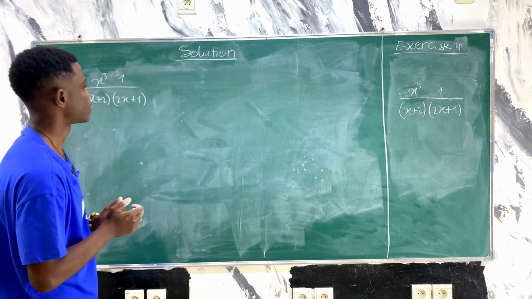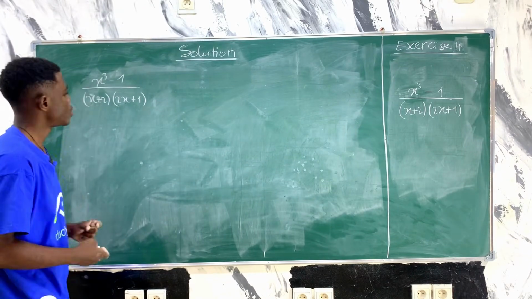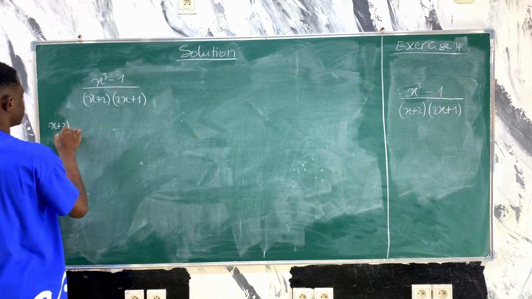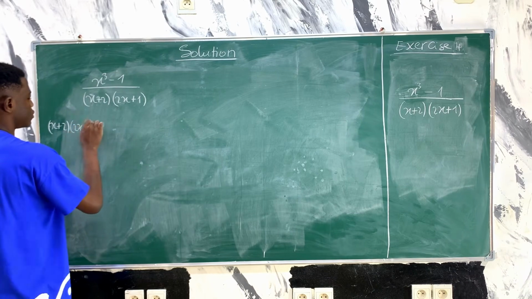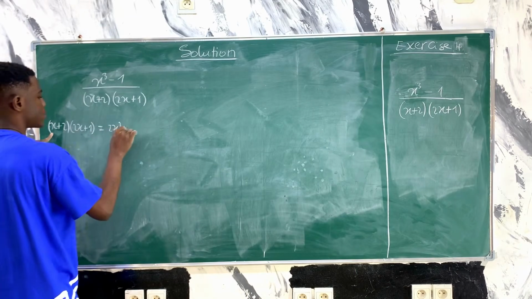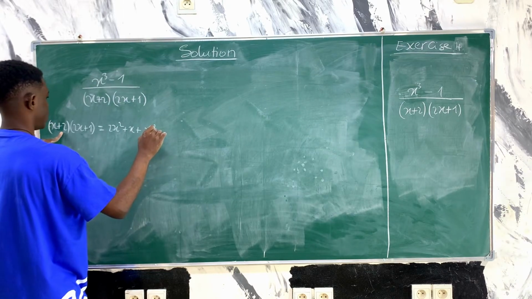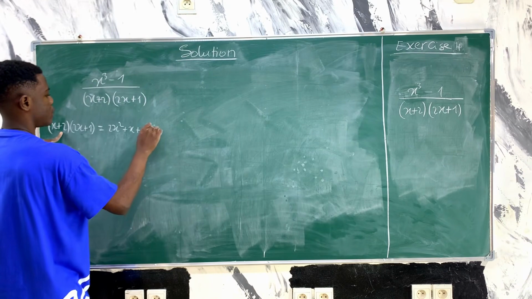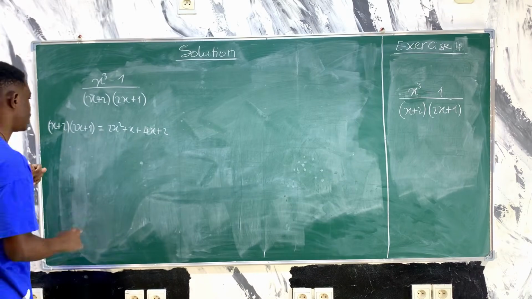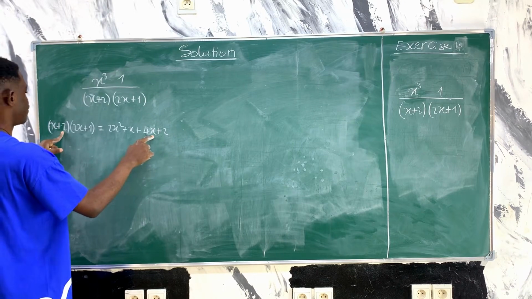We do long division. But to do long division, you cannot do it like this. You must expand it. So when you expand this, you have x times 2x, 2x squared, x times 1, x, 2 times 2x, 4x, 2 times 1.